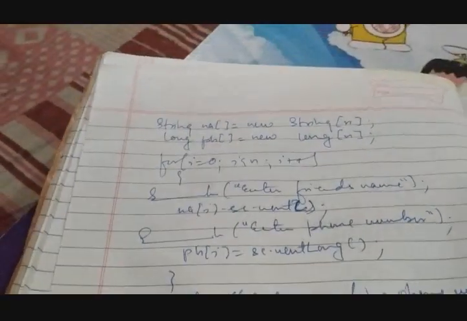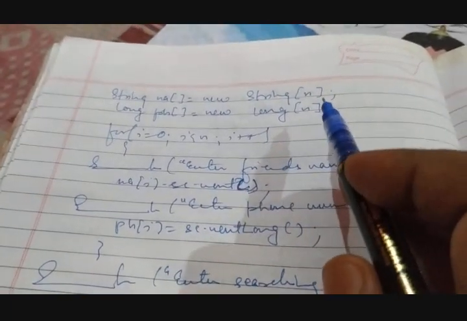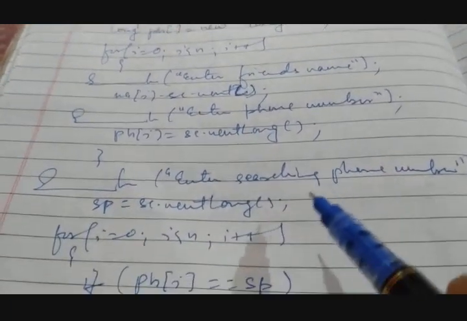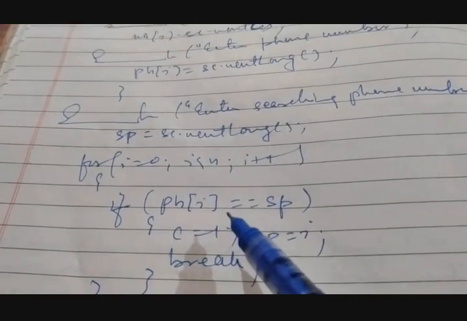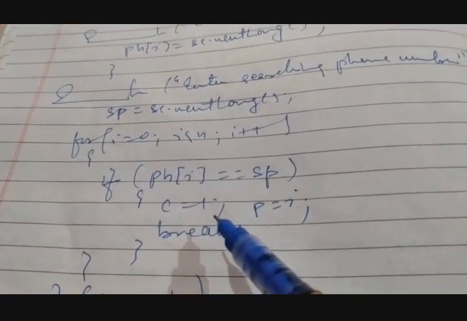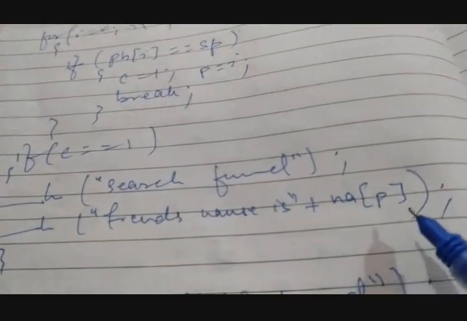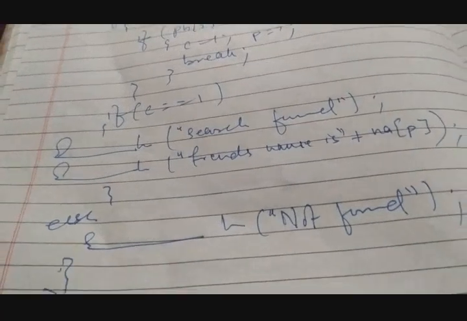Then the size, and you insert array elements, create an array, insert array elements, insert a searching element. If the picked phone number is equal to the searching phone number, then c becomes 1, you store the position, you break out, then this searching position is used for searching the friend's name. Thank you.